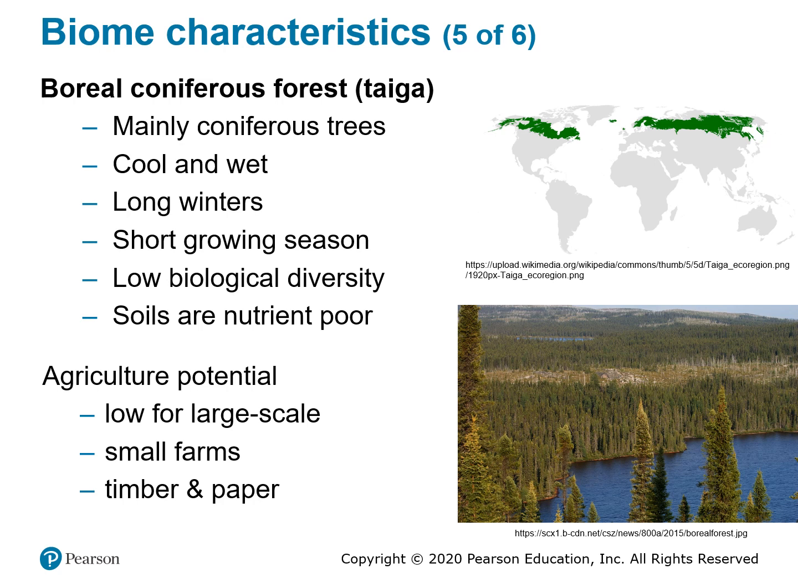Soils are nutrient poor. In terms of agricultural potential, it's actually quite low for large-scale production. Small farms can be productive, but with limited growing seasons. And these biomes are mainly used for harvesting, for timber, or for paper production.